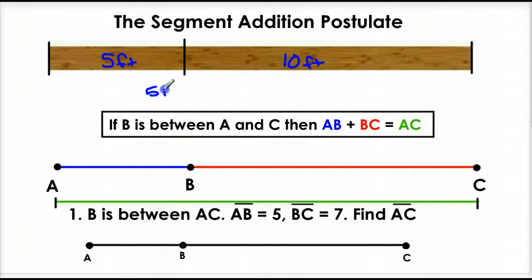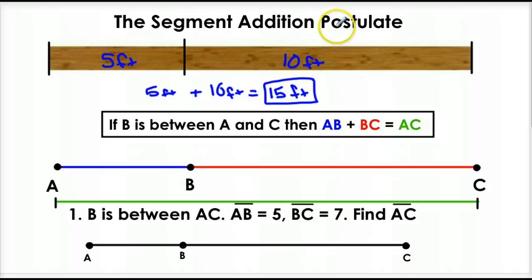So the first one's 5 feet, the second one is 10 feet, and so that means the whole thing has to be 15 feet. Just add them together. That's exactly what the segment addition postulate is. Not different, it just sounds more mathy.